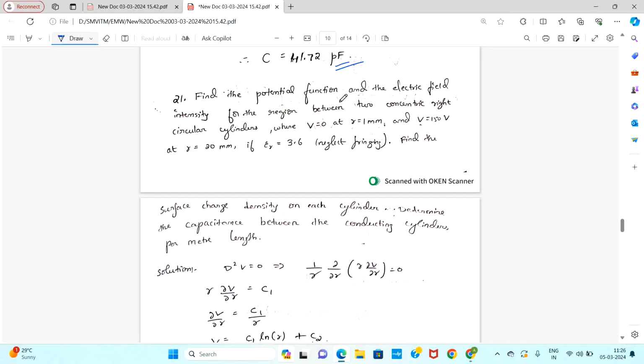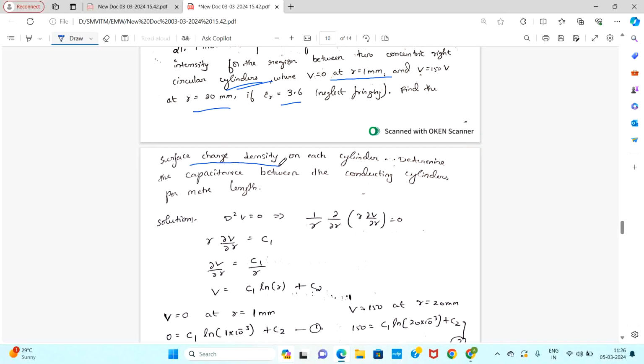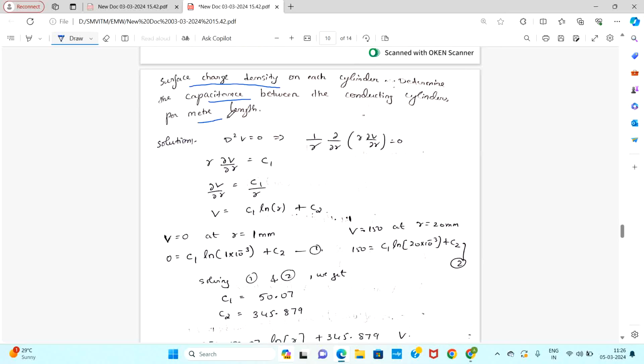Find the potential function and electric field intensity for the region between two concentric right circular cylinders. Whenever you see cylinders or a coaxial cable, it is a cylindrical system. Boundary conditions are given here. Epsilon R value is given. Find the surface charge density rho s and determine the capacitance C per meter length.